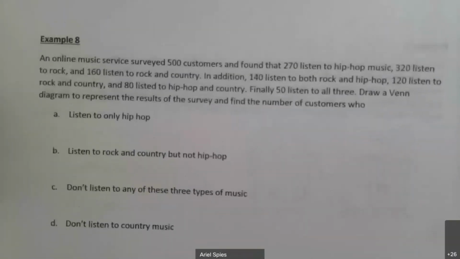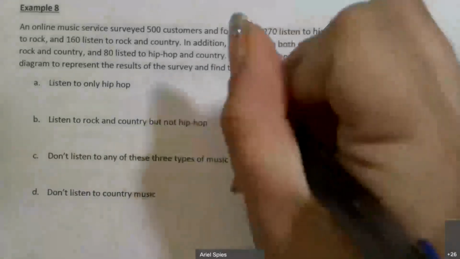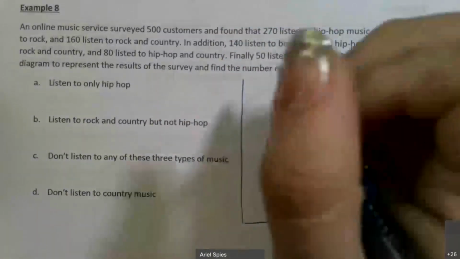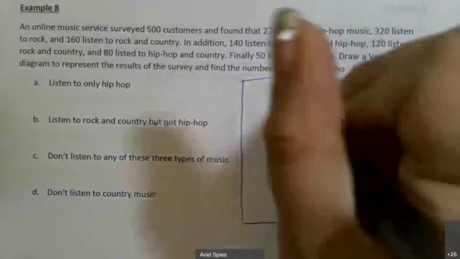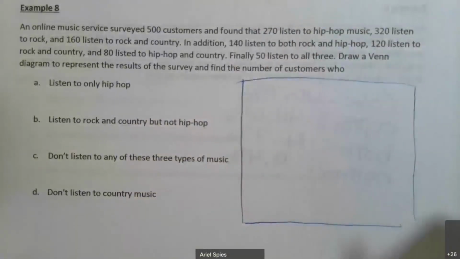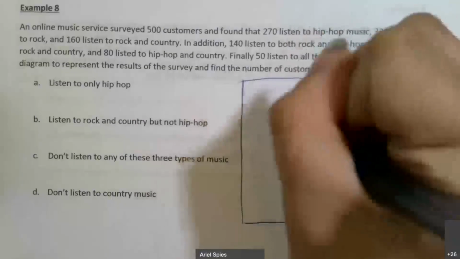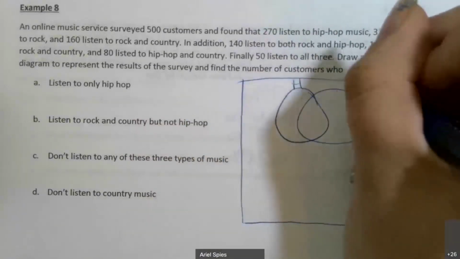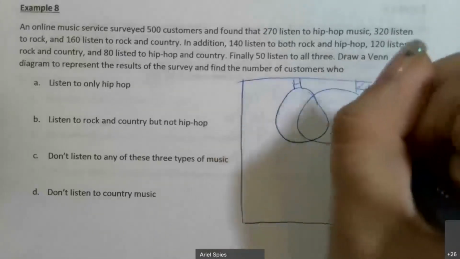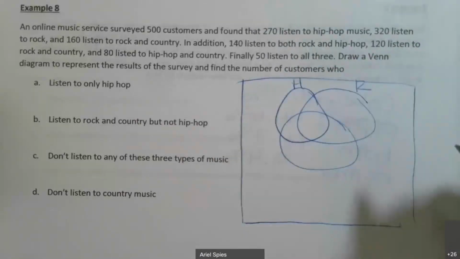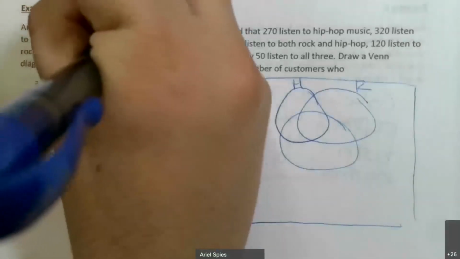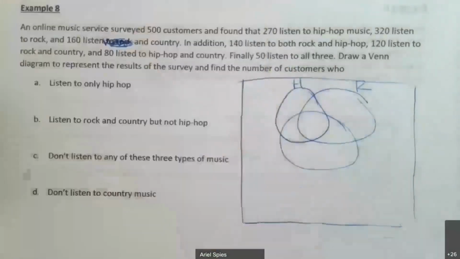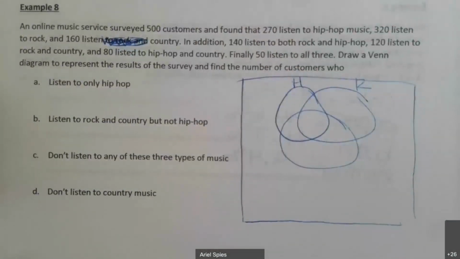So this one is looking at music. It's just like the last one, except with nicer numbers. There are 500 people listening to music that they're asking. 270 listen to hip hop. 320 listen to rock. And no, this was a mistake. This one, instead of saying rock and country, it should just say country. I realized this after everything was uploaded and people probably printed it out, so I apologize.